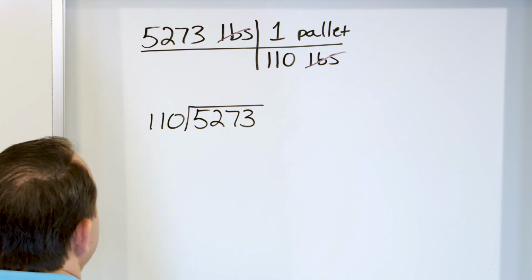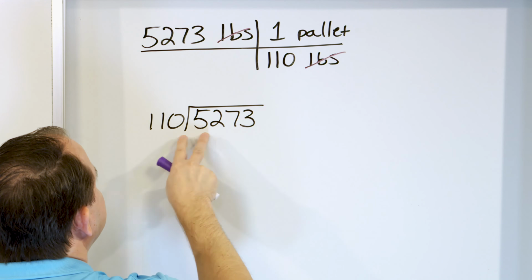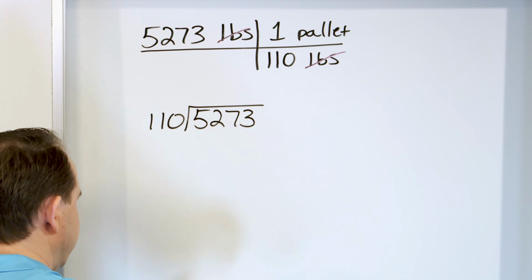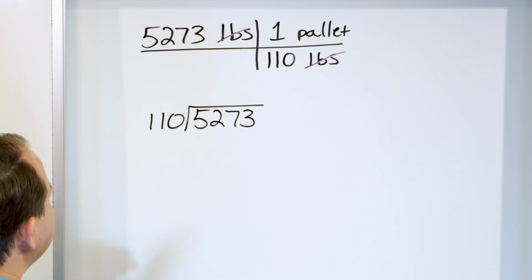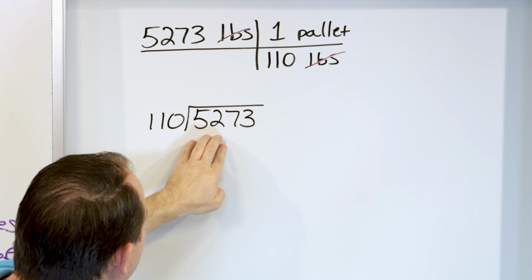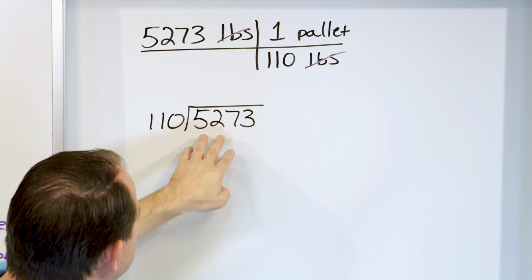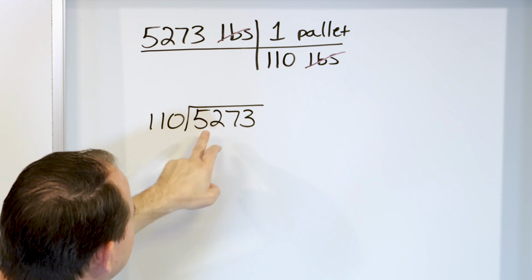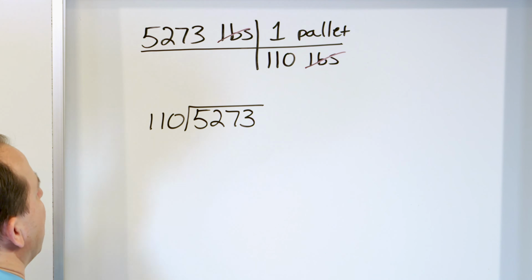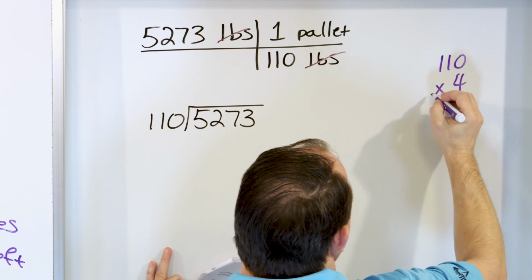All right, so can't go into 5, can't go into 52, but I can go into 527. Now this is very close to 100, so I know it can't be times 1, that's too small. Times 2 will be a little more than 200. Times 3 will be a little bit more than 300. So it's going to be times 4 or times 5, and I'm not sure. So go over to the side, and let's take 110 times 4.